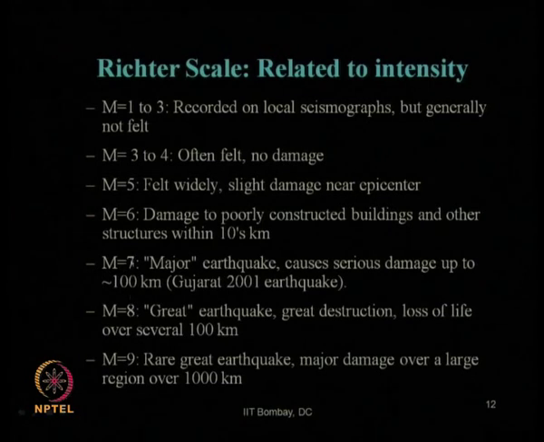Magnitude 8 on the Richter scale, or local scale, is called a great earthquake. There will be great destruction and loss of life over several hundreds of kilometers. And Richter magnitude 9 is a rare great earthquake, with major damage over a large region, over thousands of kilometers of distance. So, those are the various scales of Richter magnitude and their correlations to the damage to structures and how observers feel it.